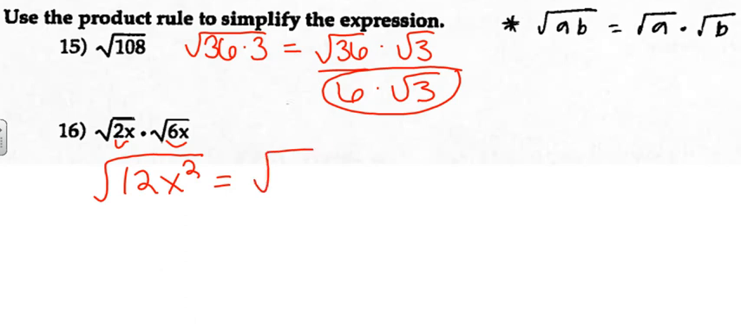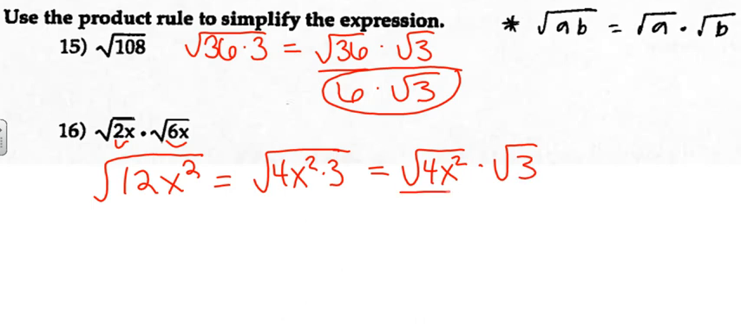So we're going to make this a 4x squared times 3. We're just going to pull that 3 out. Now, using the product rule again, we know that we can split this up into two separate parts. So we get the square root of 4x squared times the square root of 3. And this can be simplified.